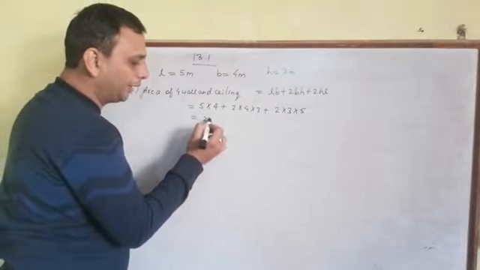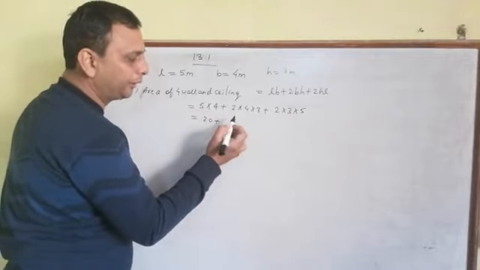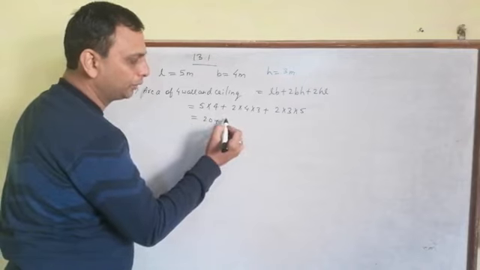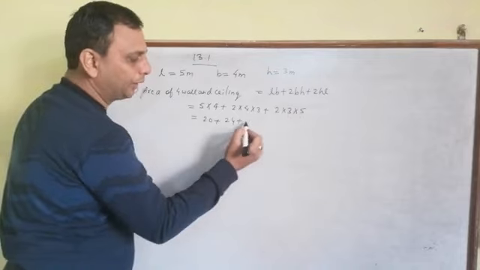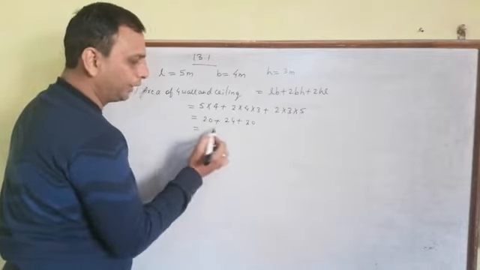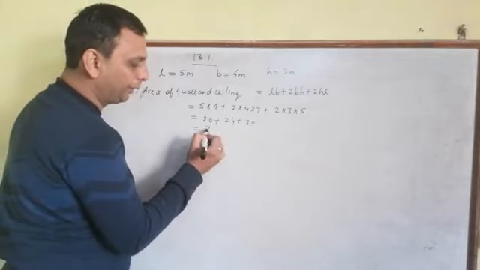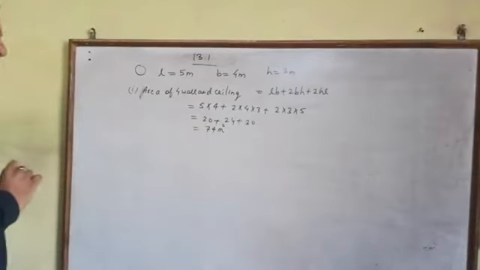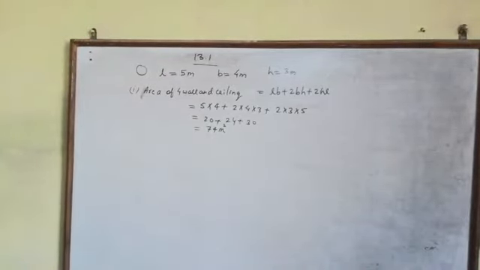So length 5, breadth 4, 2 breadth 4, height 3, 2 height 3, length 5. 5 into 4, 20. 2 into 4, 8. 8 into 3, 24. And 6 fives are 30. So we got here 30 plus 20 plus 24, which is 74 meters square. 74 meters square is the area for the room.